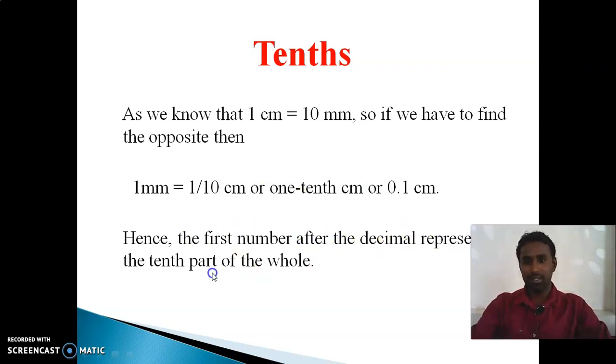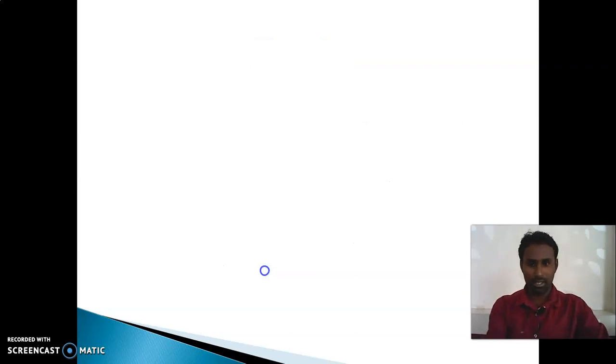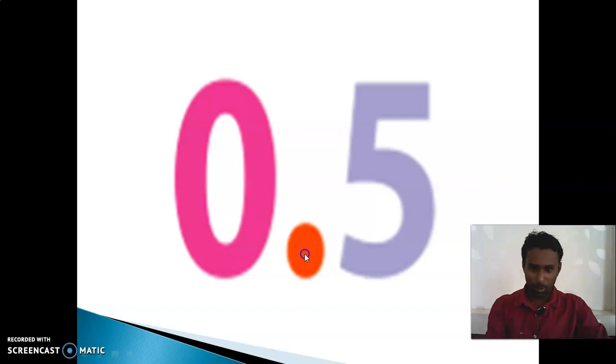Hence the first number after the decimal represents the tenth part. Whenever you see a decimal point, after the decimal point the first digit is the tenth digit. Next is hundredths, next thousandths, and it goes on like this. Look at this, here 0.5. This is the decimal point. If we forget the 0 and the point, we say it as 5 only. That is a natural number or whole number. But here, a 0 then a point and then 5, this kind of number is called a decimal number. After the decimal point, the first digit is your tenth digit. That is called 1 by 10th.